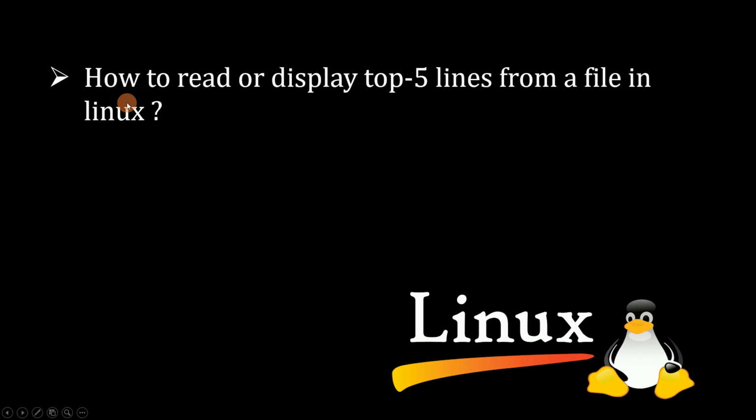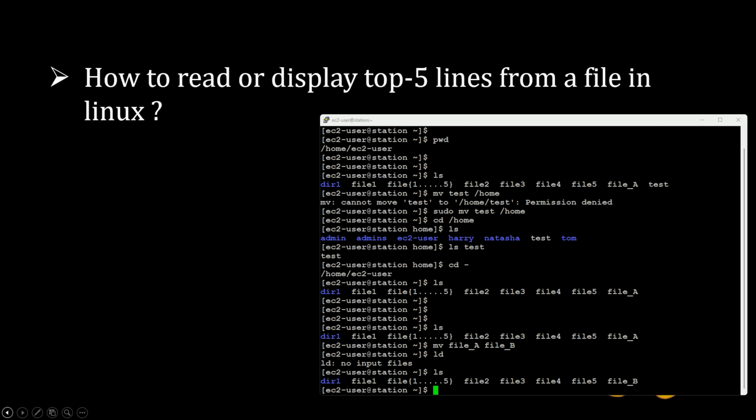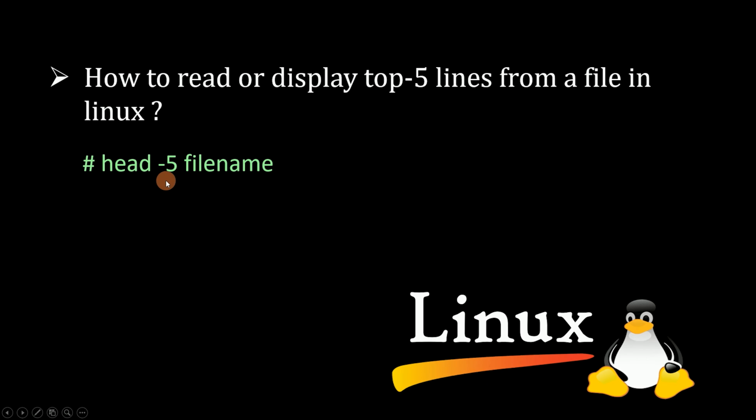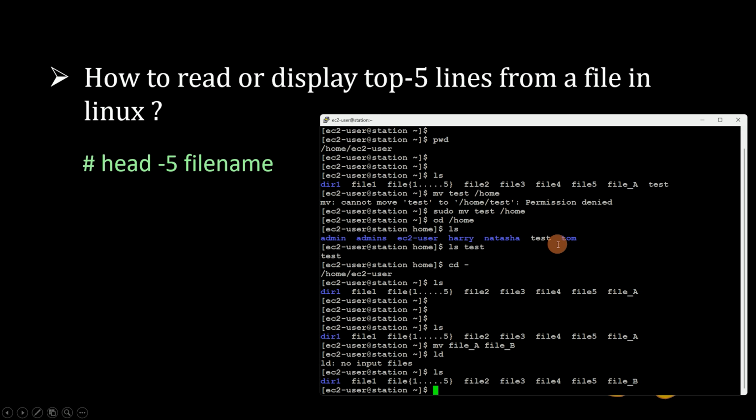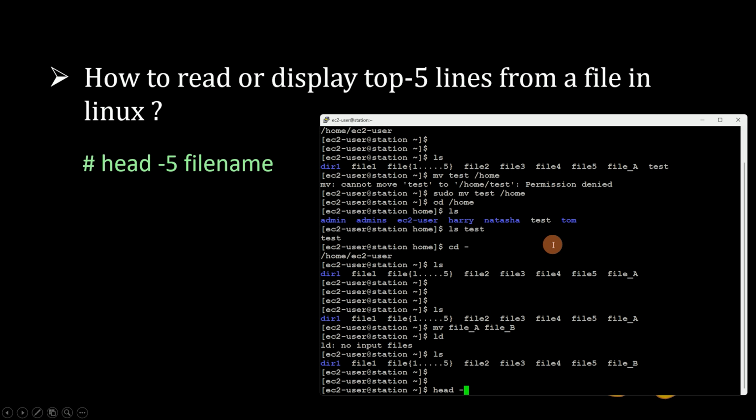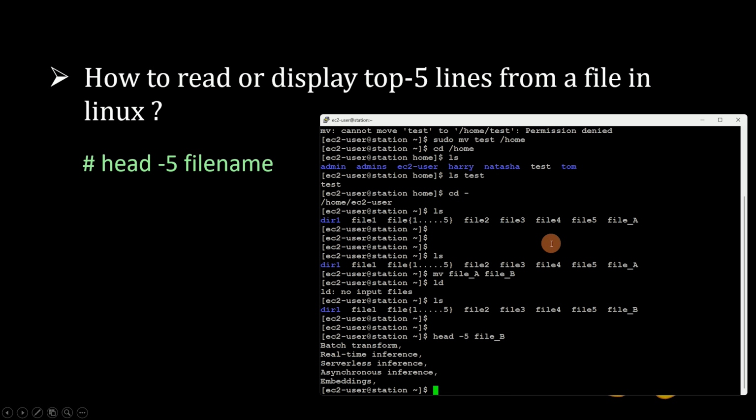So now next question: how to read or display top 5 lines from a file in Linux. So for that command is very simple. It is head -5 file name. Let me just show you head -5 file underscore b because we have content in that file. So yeah, these are the top 5 lines.